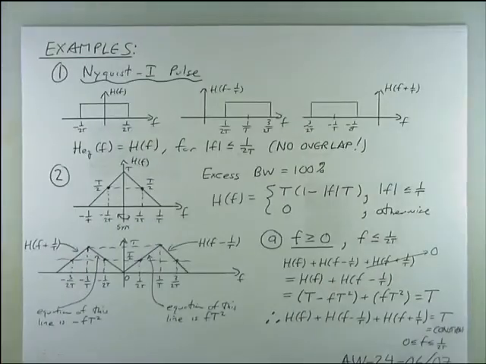Now, let's do one example. This is the fun part. The first one is very easy. Let's say we take our Nyquist-1 pulse, a sinc pulse. What is it in the frequency domain? It's equal to a rectangular pulse from minus 1 over 2T to 1 over 2T. Now let's create the folded spectra of this thing. If you center this at 1 over T and minus 1 over T, what do you get? Let's actually draw that.